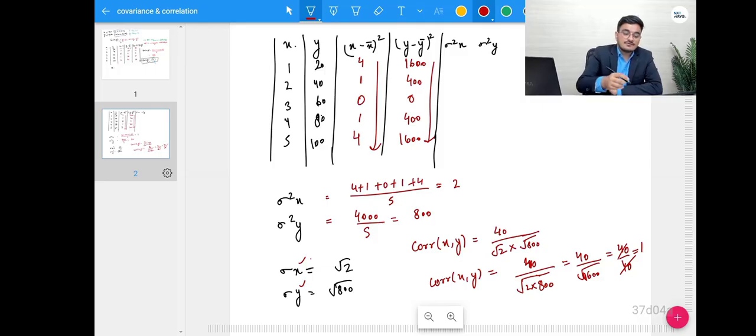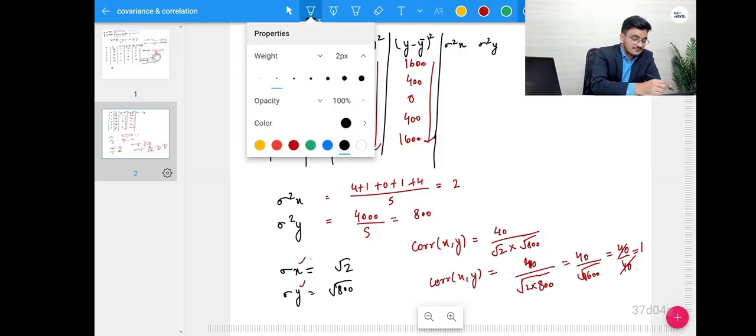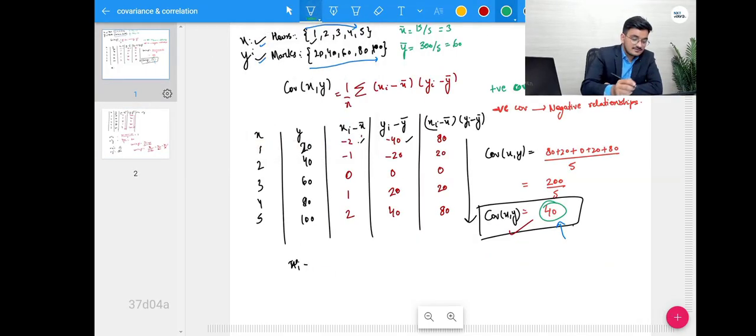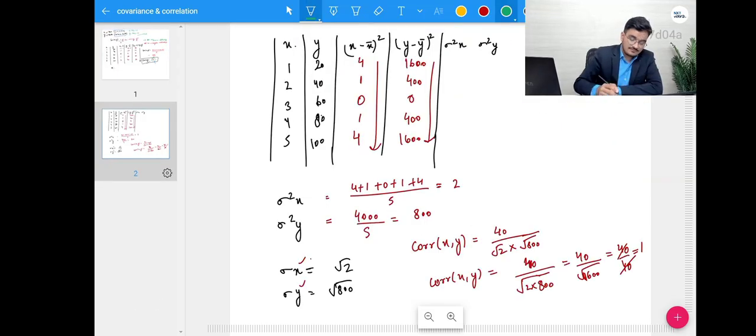So for these two features, we identified that there is a positive relationship, with a correlation of 1, which means these two are highly correlated. And the change in one of them will have a positive impact on the other.